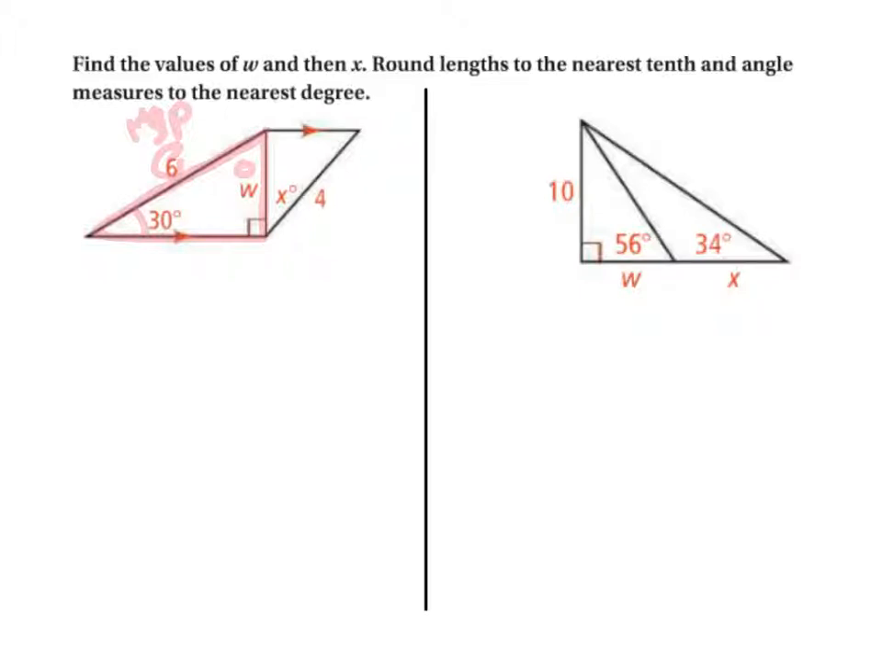So H and O is sine. We're going to be doing the sine of your angle is equal to the opposite, which is W, over the hypotenuse, which is 6. Solve for W by multiplying by 6. I'm just going to type that in my calculator. 6 times the sine of 30, and I get 3. It comes out nice. 3 is equal to W.